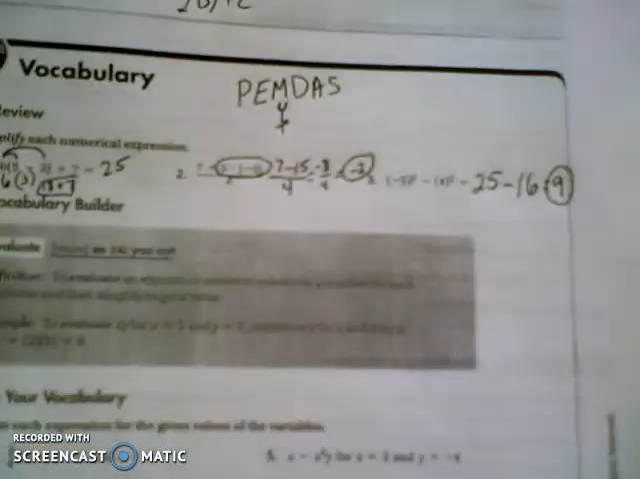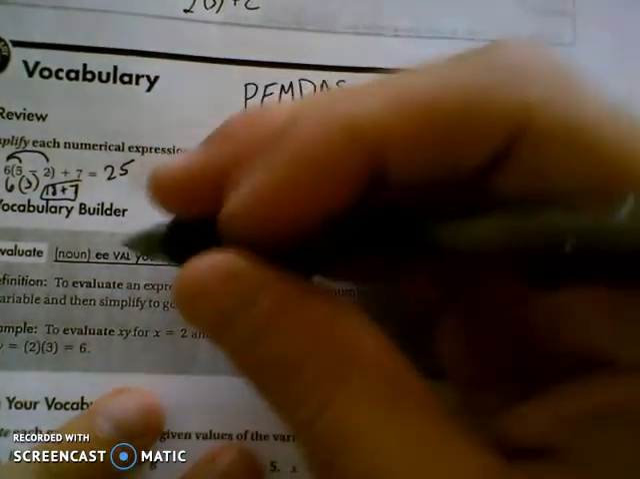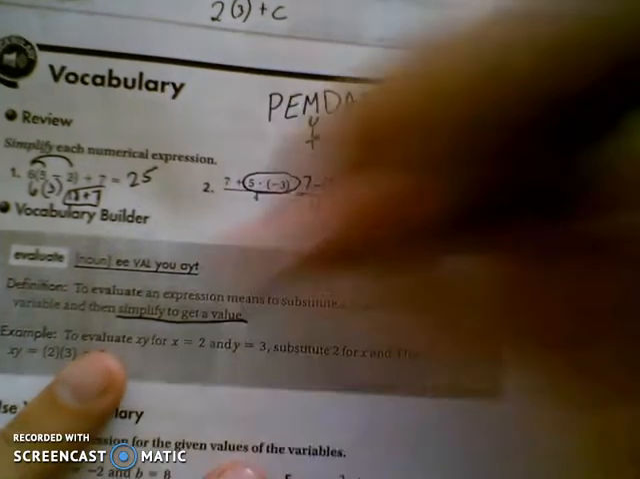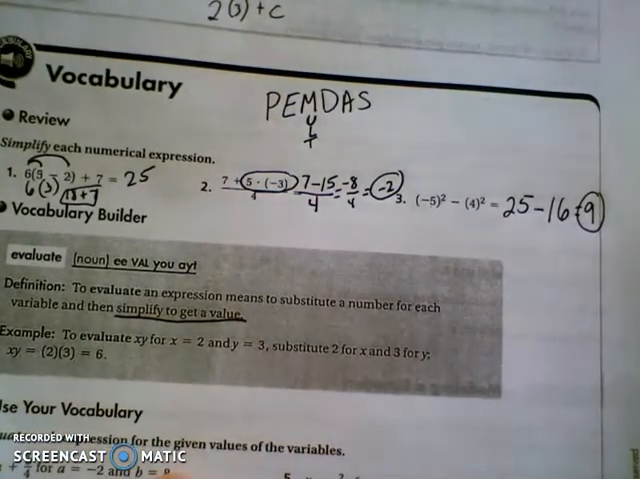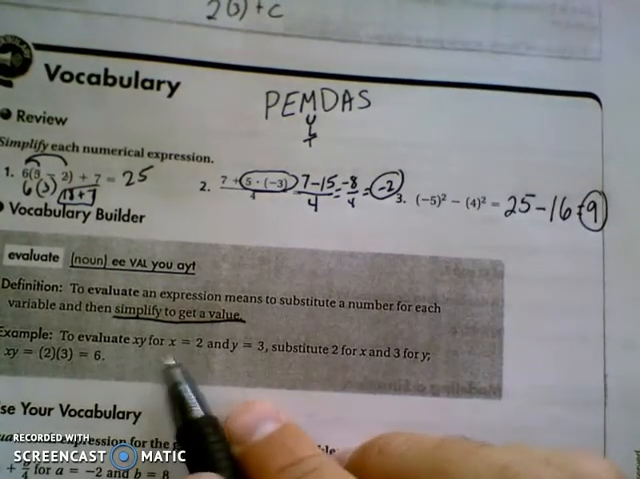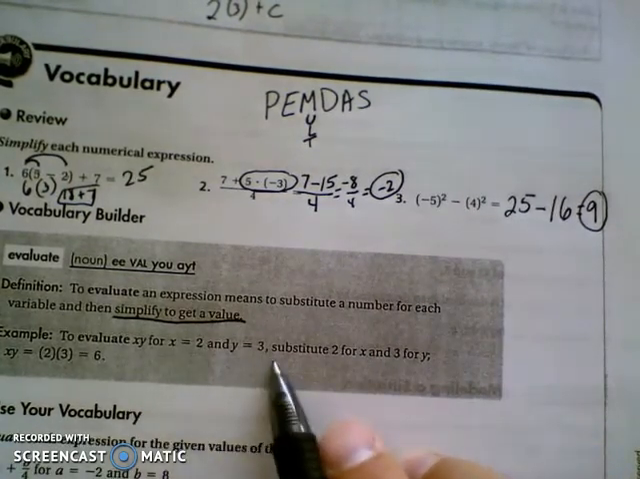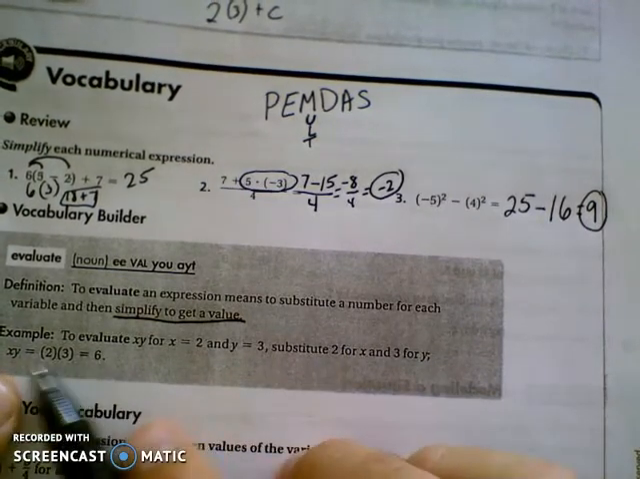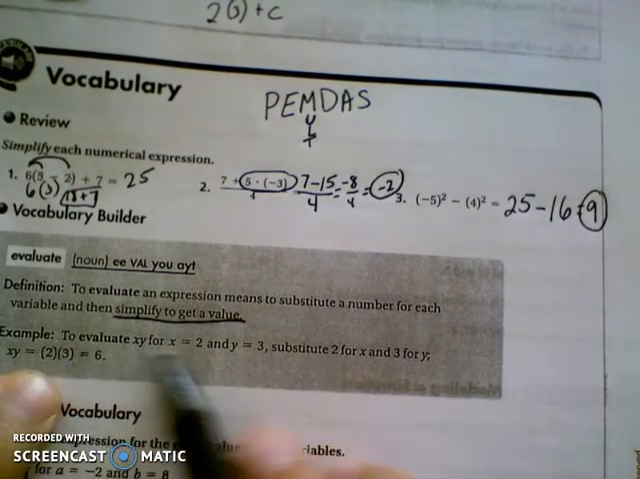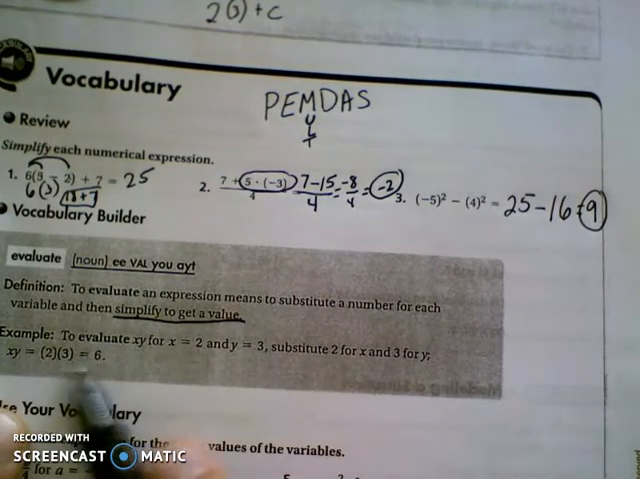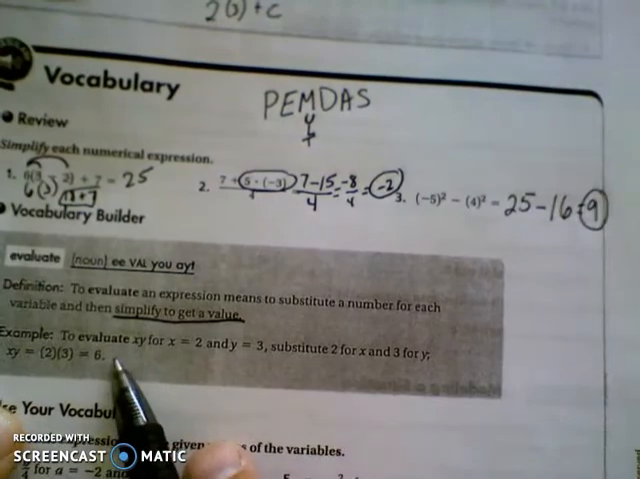Okay, definition. To evaluate means to solve or to simplify an expression to get a value. That's the best part of the definition. So to evaluate x times y, for x equals 2 and y equals 3, substitute 2 for x and 3 for y. You're going to do that a lot for this lesson. So x times y is 2 times 3, which equals 6.